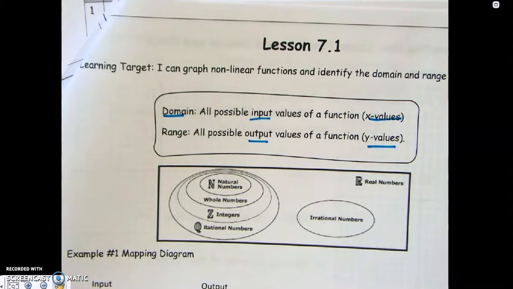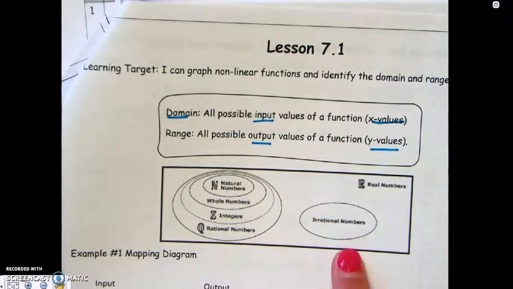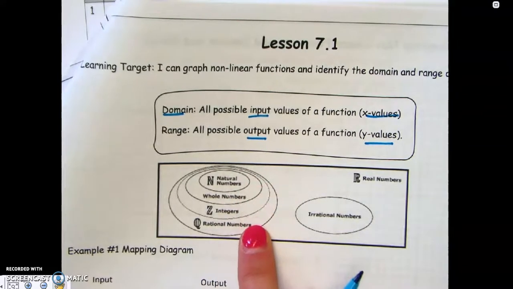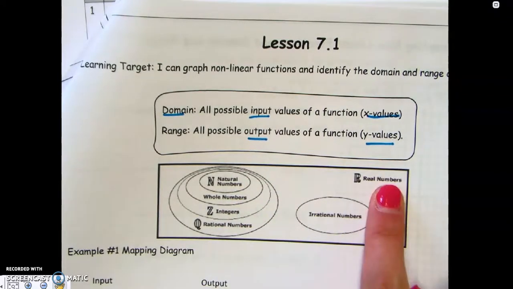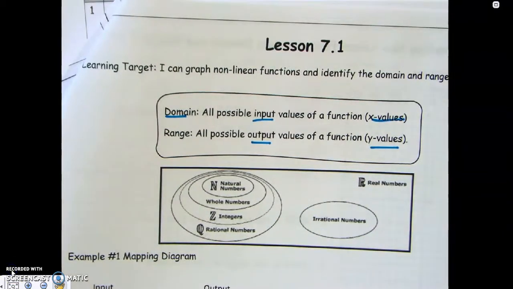Okay, and so just some notation tips. If you remember from the beginning of the year, these are our number sets. So we have the natural numbers, the whole numbers, integers, rational numbers, irrational numbers, and then the real numbers. So let's look at some examples of what domain and range actually are, and then we'll be looking at examples as we go through this lesson.